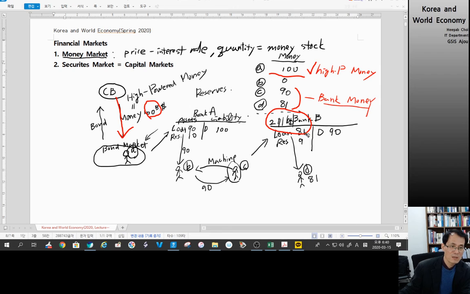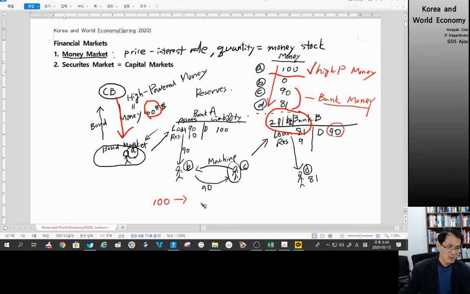Right? He has a deposit of 90. This one is bank money. Now let's take a look at what happens here. If you follow this mechanics, you will find that at first, a $100 bill is put into the economy.